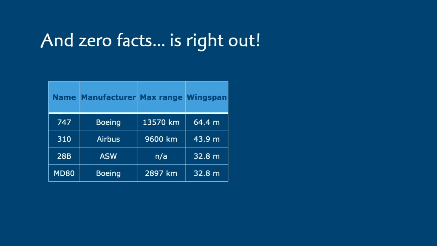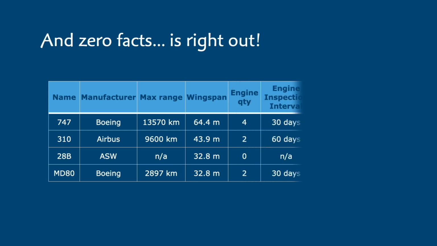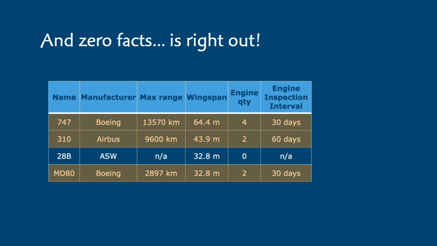Let's add a couple more attributes to our example table and attempt to put some non-facts in a few of the cells. The trouble arises from Model 28B by ASW, which is in fact a glider. This distinction causes some trouble in our table. First, we note that there is a 0 in the engine quantity column. That's all right, 0 is a perfectly legitimate value, but it does hint that something could be special about this instance, so it does get our attention.